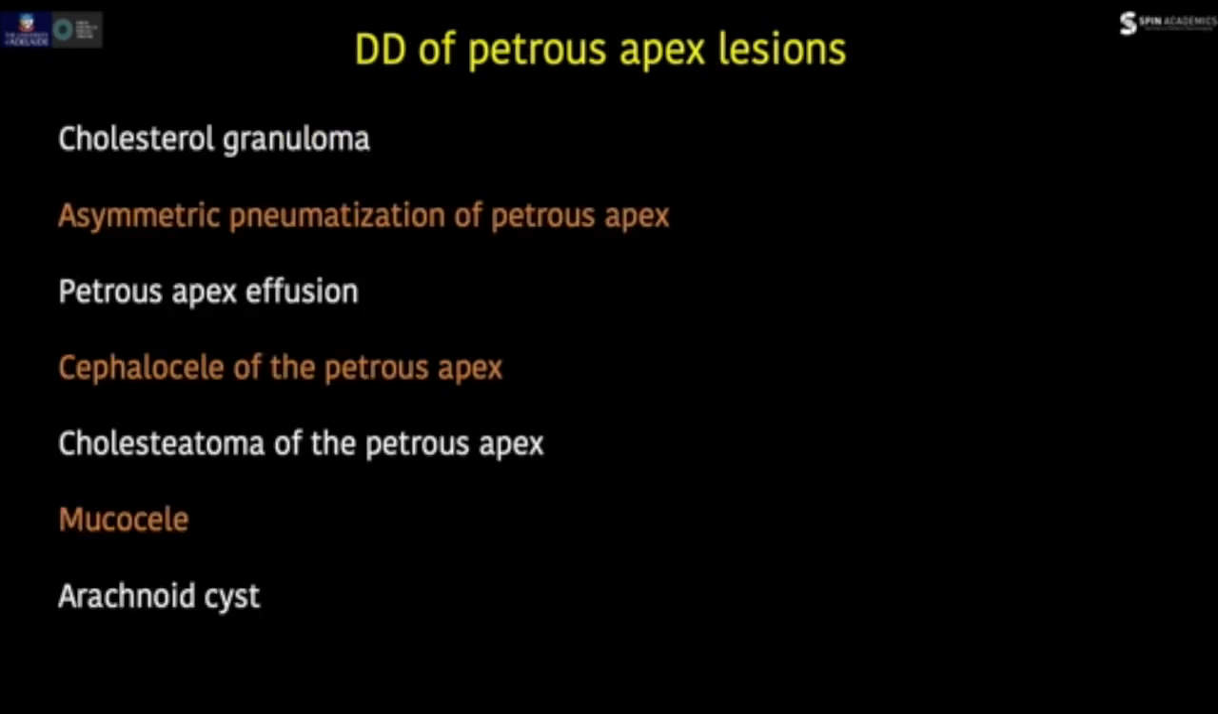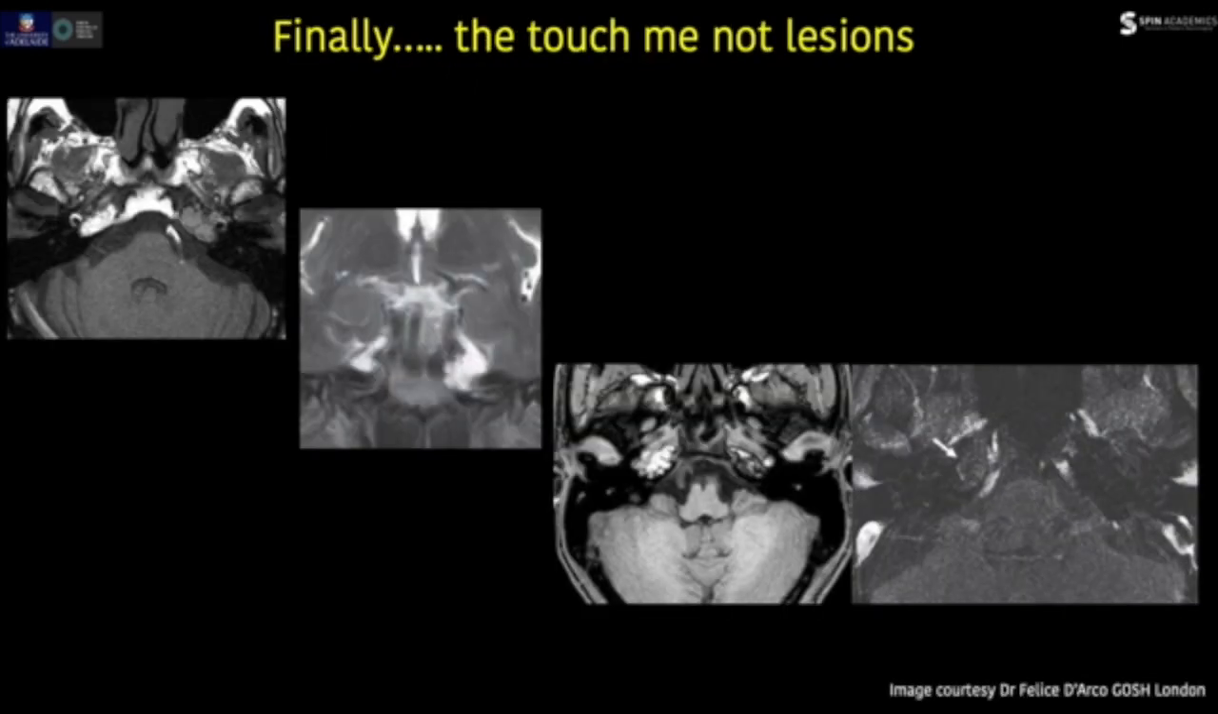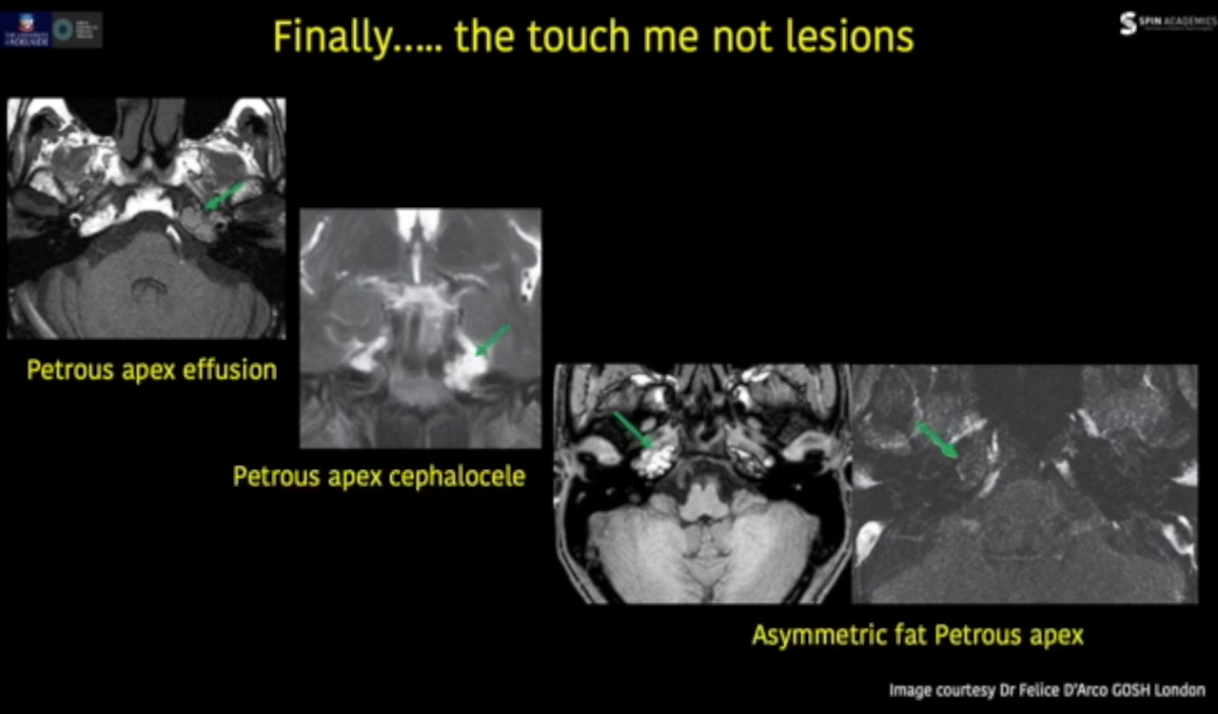There is a differential for petrous apex lesions, amongst which is cholesterol granuloma, cholesteatoma of the petrous apex, asymmetric pneumatization, petrous apex effusion, etc. Finally, the touch me not lesions. Petrous apex effusion, the petrous apex cephalocele, and asymmetric fat in the petrous apex confirmed by a fat suppression sequence.